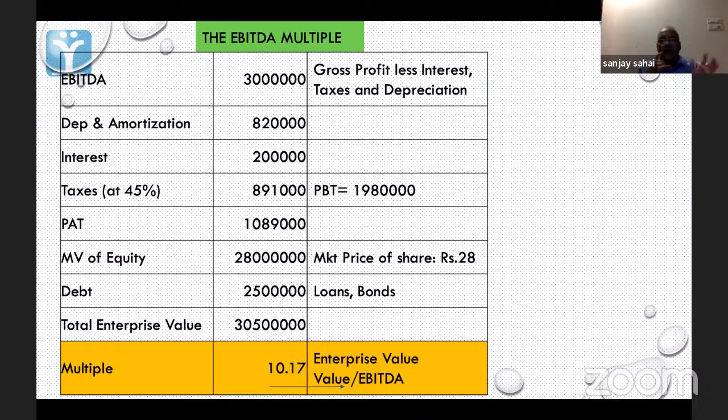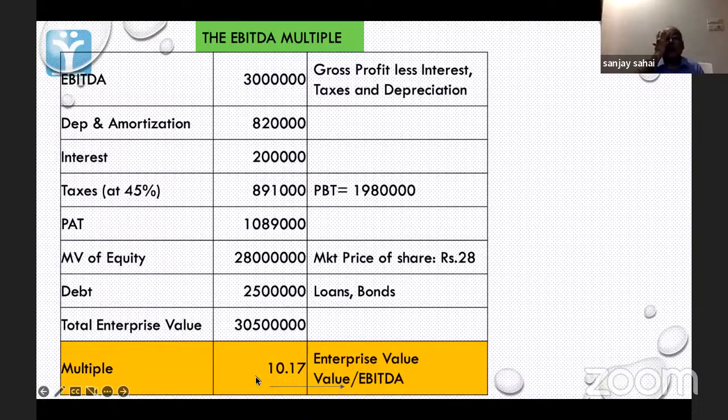If you look at the market value of the equity, in this particular case, the market price of the share is roughly 28 rupees per share. There are 10 lakh shares. So the value of equity is 280 lakhs. The debt is 25 lakhs. If I add these two together, I am getting a total enterprise value of 3 crore and 5 lakhs. So this is my total enterprise value. Now, if I divide the enterprise value by the EBITDA, I am getting 10.17.